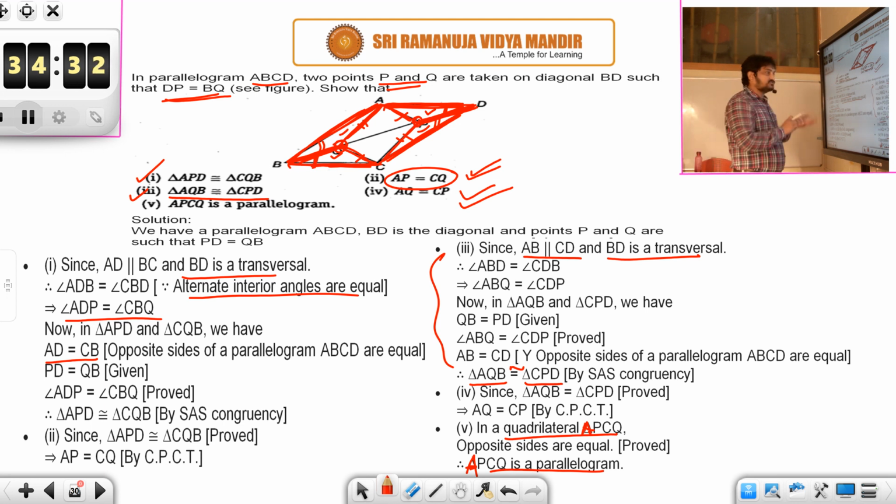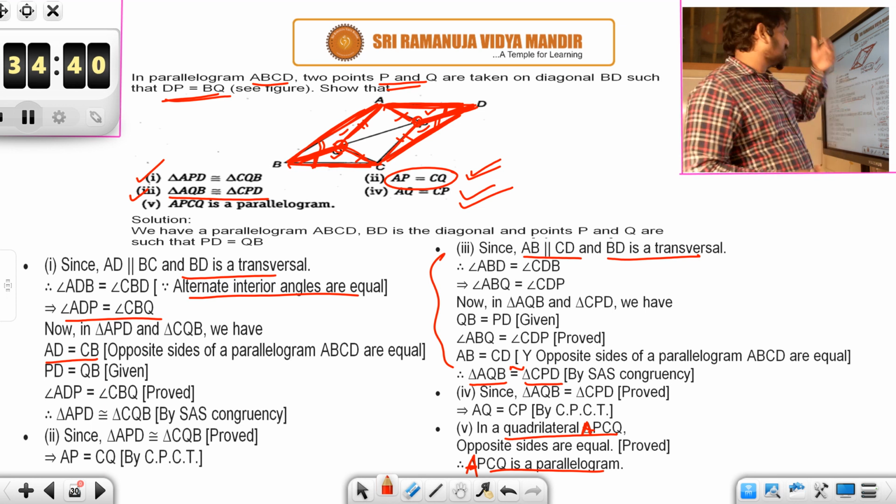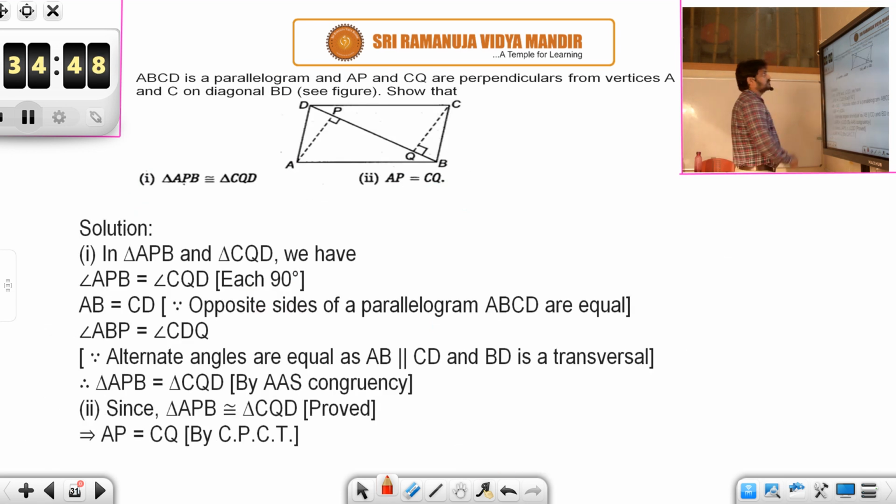So if you prove the first one, the second part is done. If you have proved the first one, similarly you have to do the third one. If you have proved the third one, again the fourth is done. And using the second and fourth parts, the fifth part is done. So it is a very, very easy question. You will get it as a long answer question. So let's look at another question.